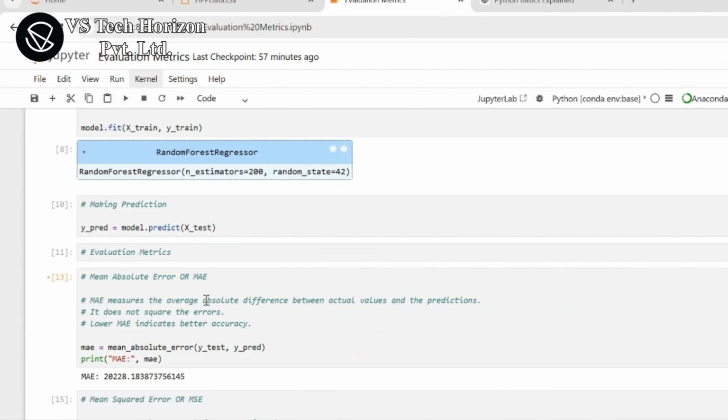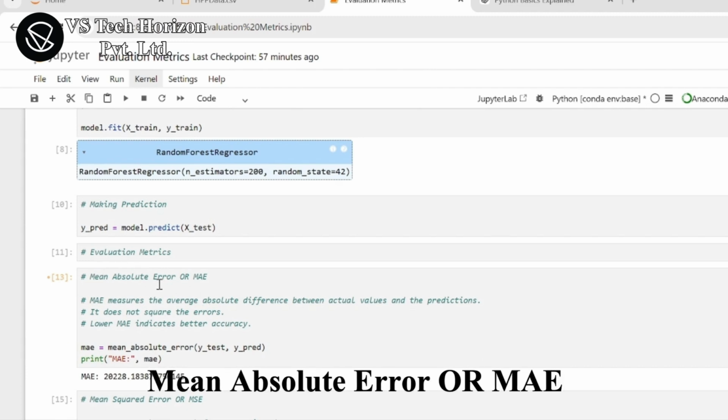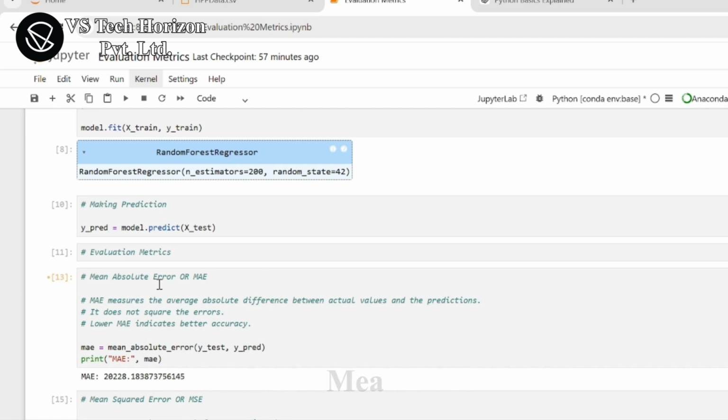So, our first evaluation metric is mean absolute error or MAE. Mean absolute error measures the average absolute difference between actual values and the predictions. It does not square the error, and lower mean absolute error indicates better accuracy. In simple terms, we can say that mean absolute error is the average mistake made by the model.